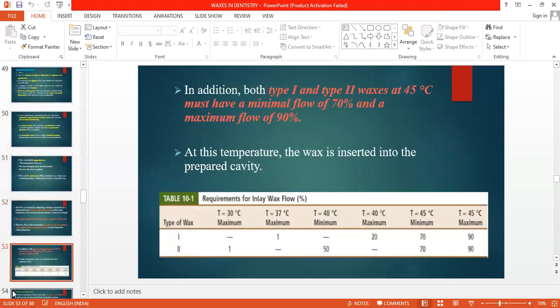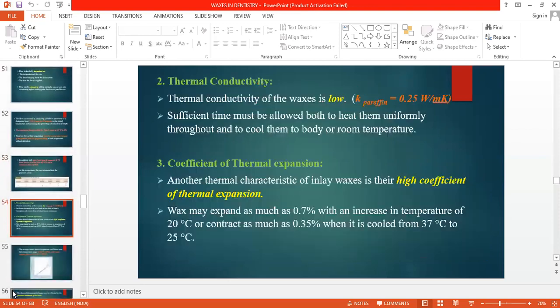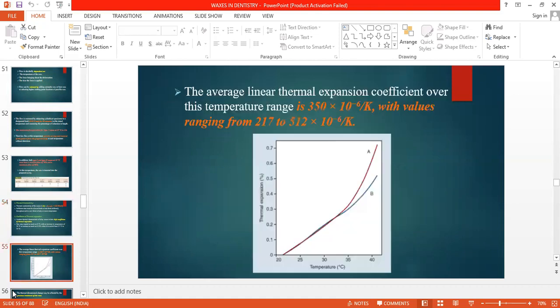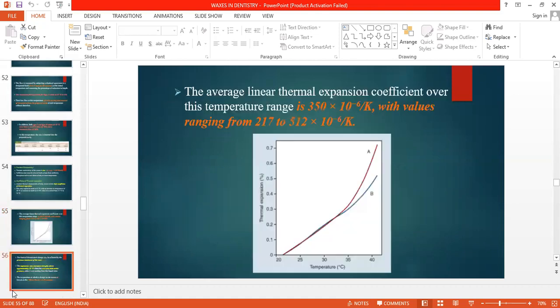And for type 1 and type 2 waxes, there is a minimal flow at 30 degrees Celsius and a maximum flow of 90 degrees Celsius at 45 degrees Celsius. Thermal conductivity of the wax is low, it's 0.25. And coefficient of thermal expansion: inlay wax has about the highest coefficient of thermal expansion, that is 350 times 10 raised to minus 6 per Kelvin.